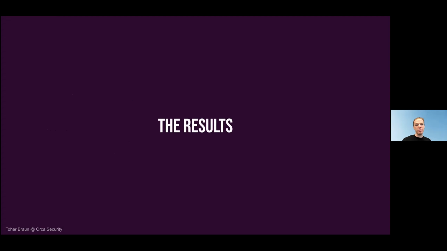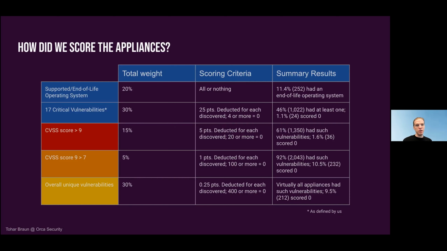So now that we've gathered all our data, let's talk a little bit about the results. This table represents how we scored each appliance based on its security. Each appliance was given a score between 0 and 100 in 5 different categories: the underlying operating system being used, the number of critical vulnerabilities, vulnerabilities with a CVSS score over 9, CVSS score over 7, and the overall number of total unique vulnerabilities. Each category was then given a relative weight in the final score out of 100.